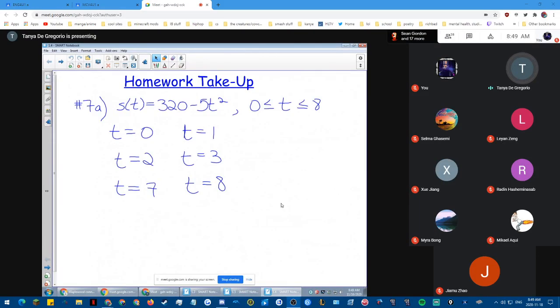Calculate the average velocity between 3 and 8. So now you know your interval is very clear, between 3 and 8. And then finally, it's instantaneous. Calculate the velocity at t equals 2. So now you need to take your limit as h goes to 0.